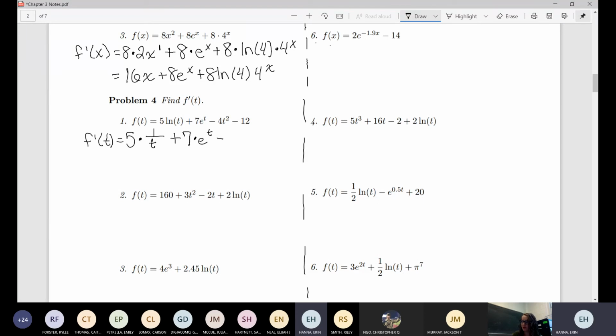Minus the derivative of 4t squared. 4 comes along for the ride. Drop the power down, subtract 1 from the power. Minus the derivative of 12. There's no variable attached to that. So the derivative of just 12 is 0. You can rewrite this if you wish. You can leave it as 5 times 1 over t as well. I just usually write it like 5 over t. But whatever floats your boat.